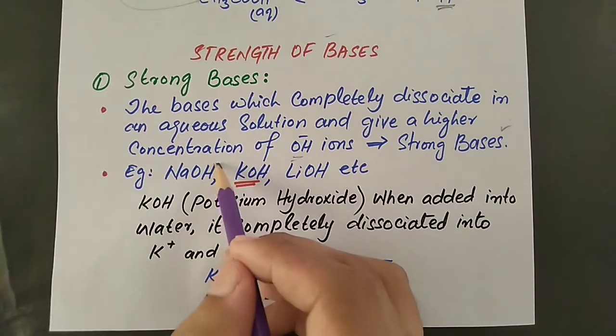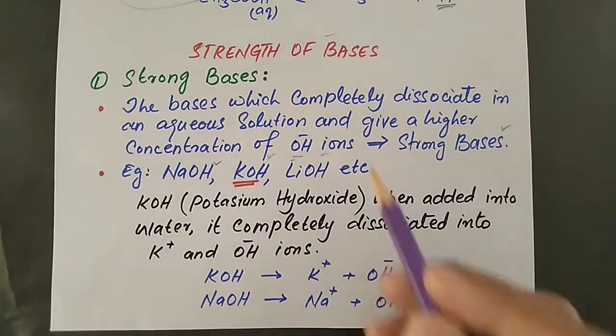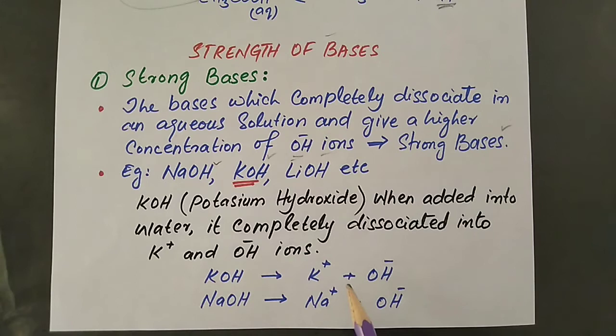For example, sodium hydroxide, potassium hydroxide, lithium hydroxide, etc. are the examples. When we add potassium hydroxide into the water, it completely dissociates into potassium ions and hydroxide ions. As it completely dissociates into respective ions, it is considered a strong base.